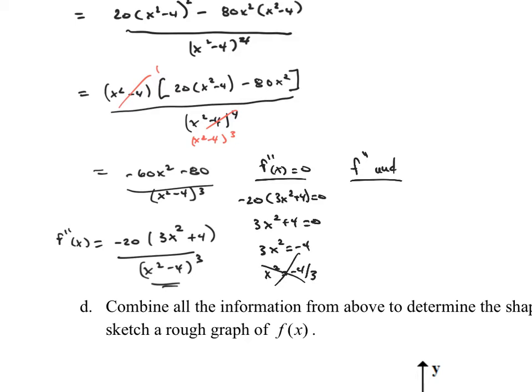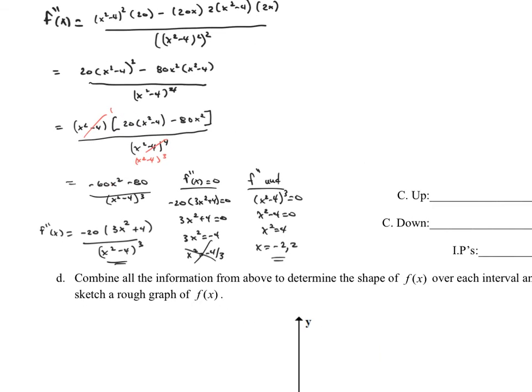Where's the second derivative undefined? Well, the fraction's undefined when its denominator, x squared minus 4 cubed, equals 0. Cube root both sides. Cube root of 0 is 0, so that'd be x squared minus 4 equals 0. Add 4 to both sides would be x squared equals 4. Again, square root is going to give me two separate answers, negative 2 and positive 2. Again, these are not possible inflection points because we must remind ourselves these are not part of the domain of the function. These are vertical asymptotes, so they cannot be inflection points.